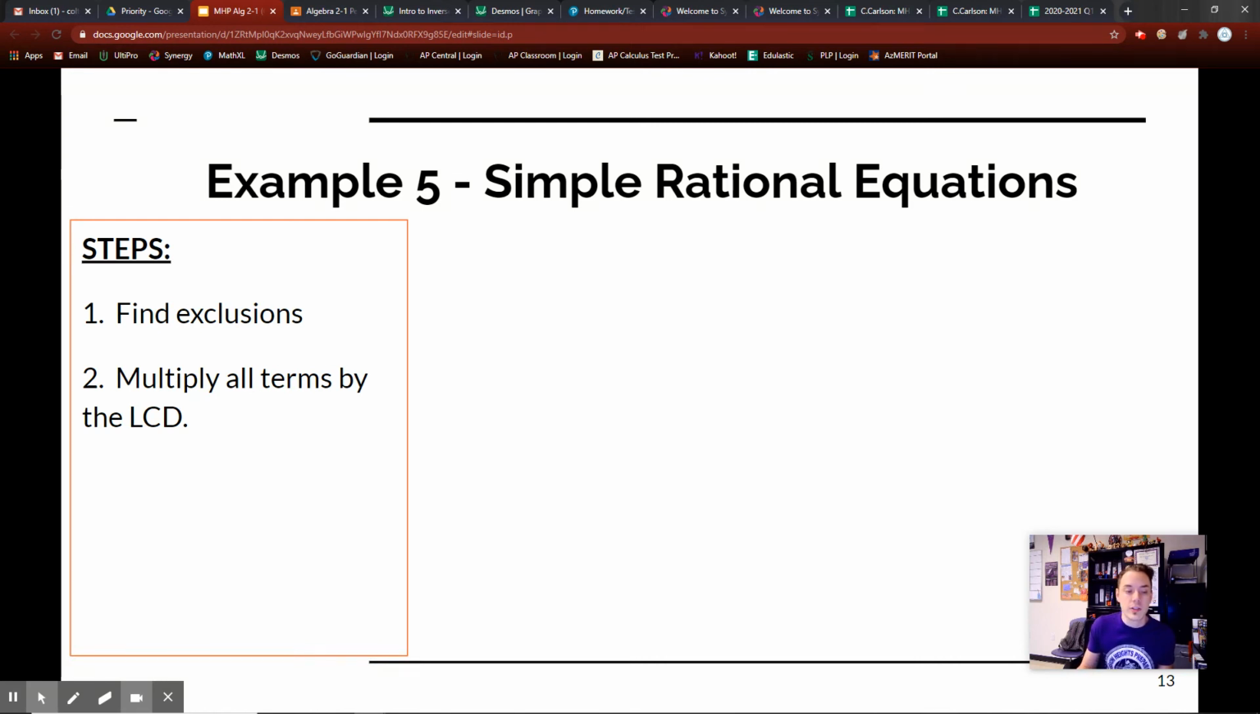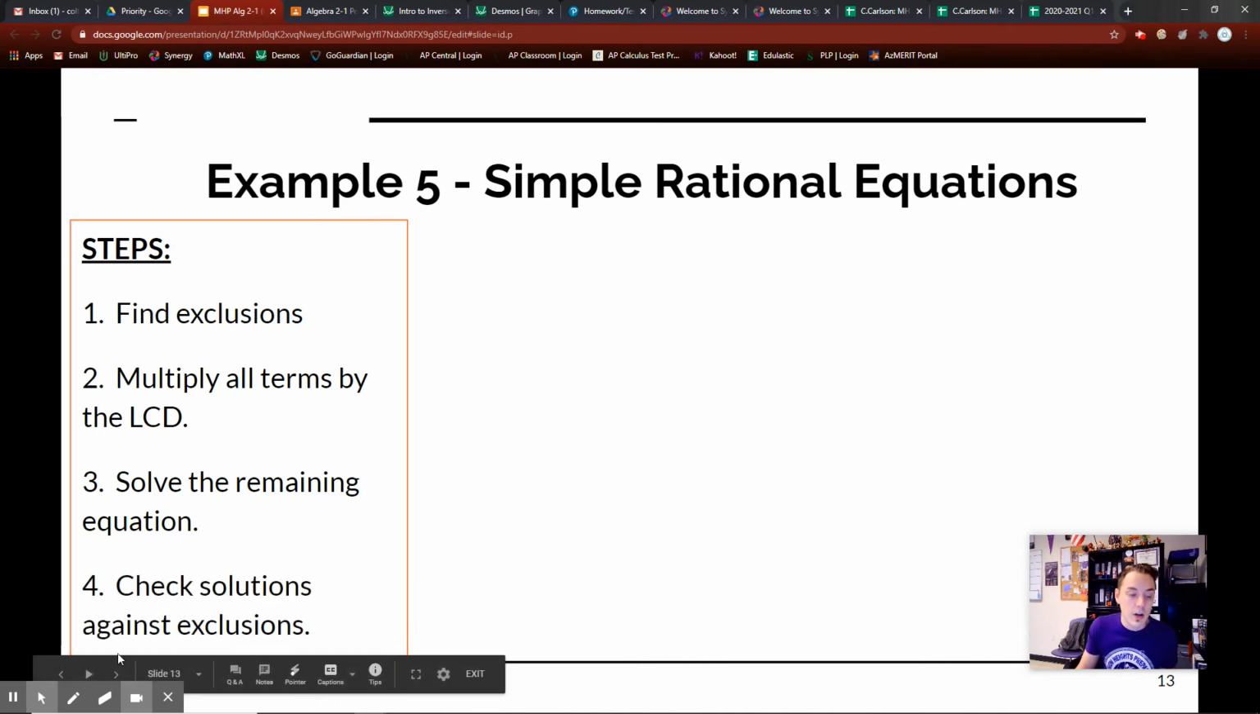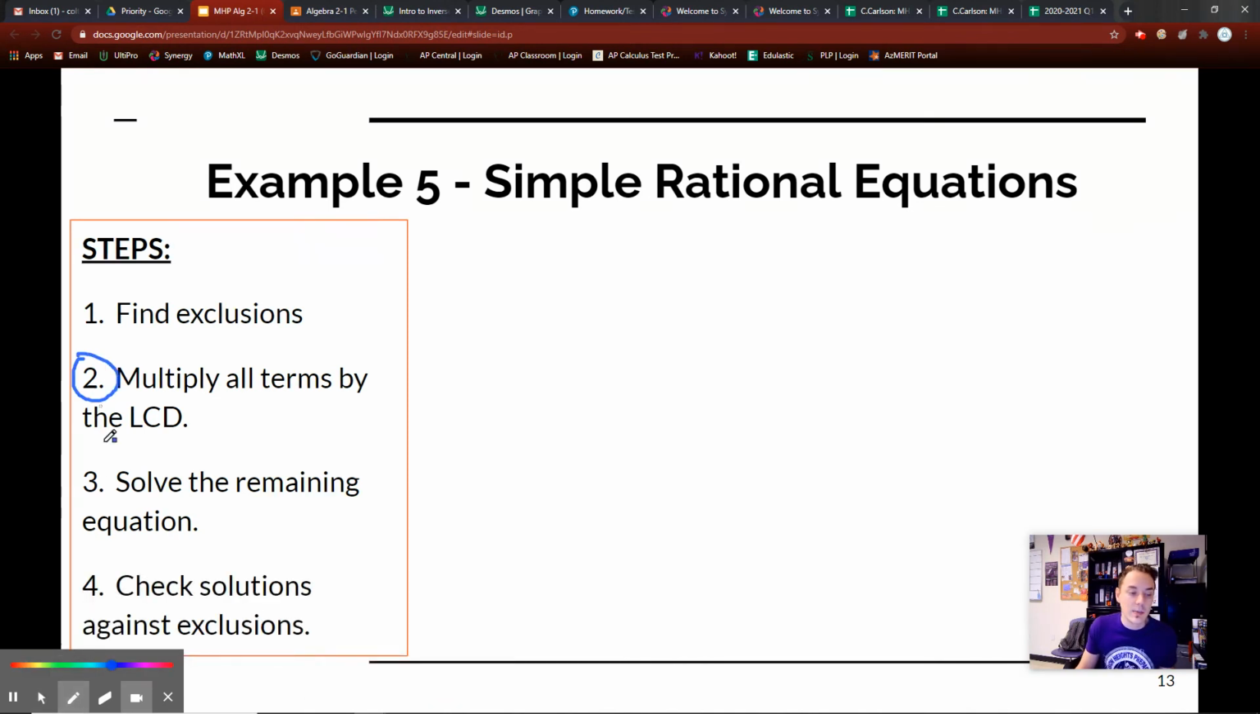Find what we call exclusions, multiply all terms by the LCD, and then we're going to solve the remaining equation. And of course, then check. So what we just did in the last couple examples is really just steps 2 and 3. So our new steps are these steps. Okay?